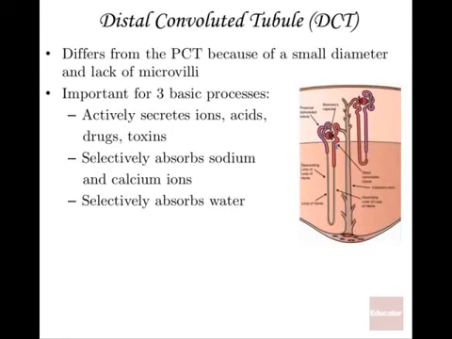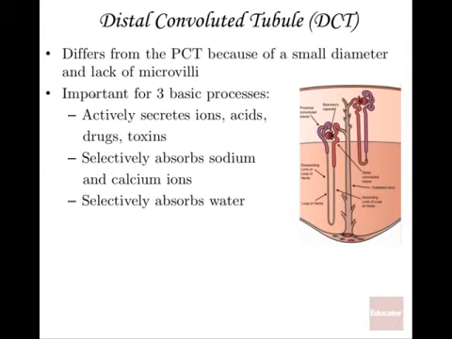Next up, the distal convoluted tubule, the DCT, which is here and here in kind of this salmon pinkish color. It differs from the PCT that was in kind of this purplish color because of a small diameter, smaller than the PCT, and lack of microvilli. You actually would find some microvilli associated with that cuboidal epithelial layer.